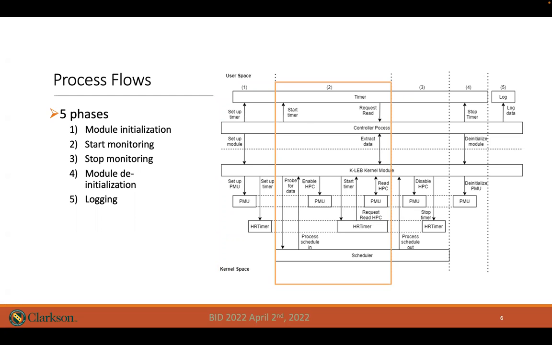The second phase is after the module has been initialized. When the module detects that the monitored process gets scheduled in by the scheduler and begins running, the module will access the PMU to enable the data collection, while also starting the timer to periodically collect the performance counter data and store them in an assigned buffer in kernel memory. During this time, the controller process will also periodically extract the data from the kernel module to free up the kernel memory.